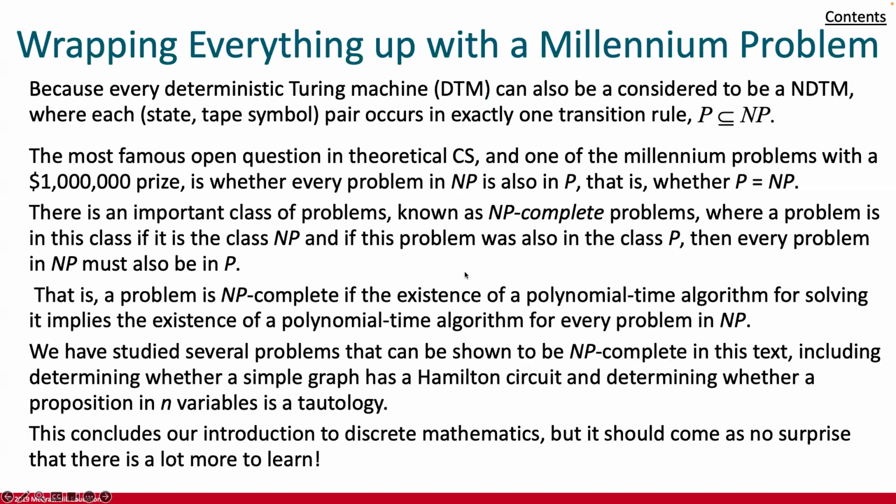So the last thing that Rosen wanted to include, and this is the last chart of this lecture, is wrapping things up with a millennium problem, because every deterministic Turing machine can be considered to be an NDTM, where each state, tape symbol pair occurs in exactly one transition rule. And so the most famous open question in theoretical computer science, and one of the millennium problems with a $1 million prize, is whether every problem in NP is also in P, that is, whether P is equal to NP.